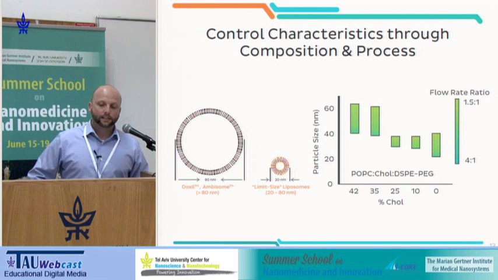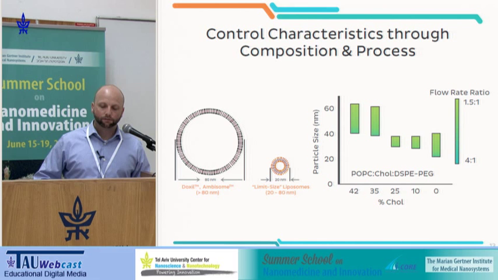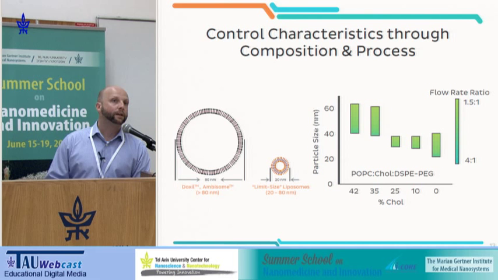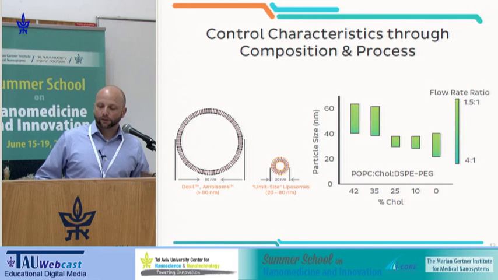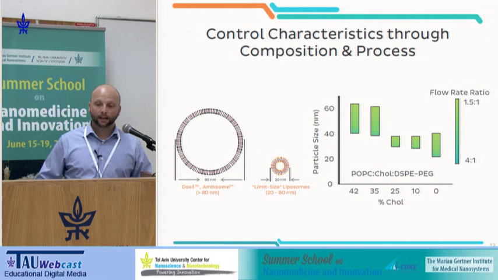This slide is showing the same previous two slides, but using liposomes and compressing it into a single figure. So again, if you look at the current liposomal system, say somewhere between 80 and 100 nanometers, and then look at what we call limit size liposomes, when we can get all the way down to 20 nanometers, those are very different drugs in their characteristics and in their properties. And so again, the plot on the right is just showing that you can manipulate through the composition. In this case, it's varying the amount of cholesterol in that composition shown there, the POPC, cholesterol, DSPE-PEG. And then also changing the ratios between the flow rates of your two streams, your aqueous stream and your ethanol lipid stream.